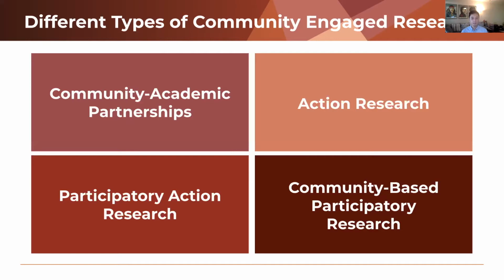The spectrum is a good way to see where your specific project might fit with community engagement, and we want to reinforce that starting at any of these levels is beneficial. As you progress with your career, we do hope that everyone moves towards the higher end of engagement. So we're going to spend a few minutes just looking at some of the different types of high engagement there are. On the screen, we have some of the more popular forms, which include community academic partnerships, action research, participatory action research, and community-based participatory research.